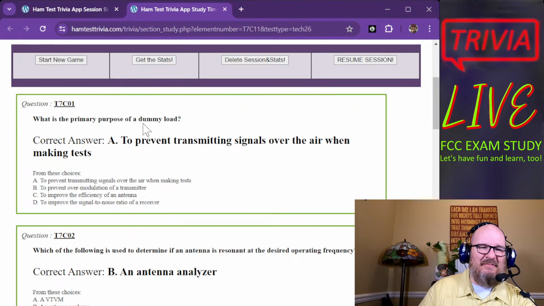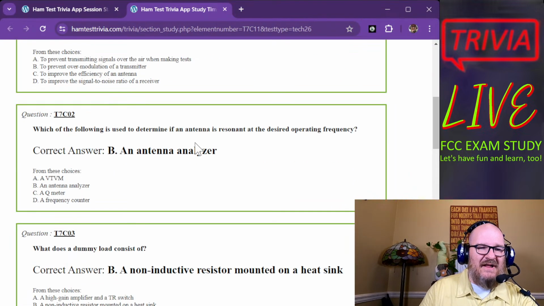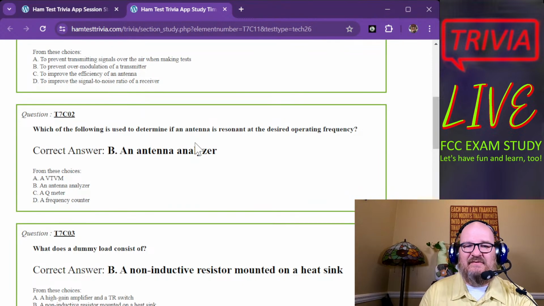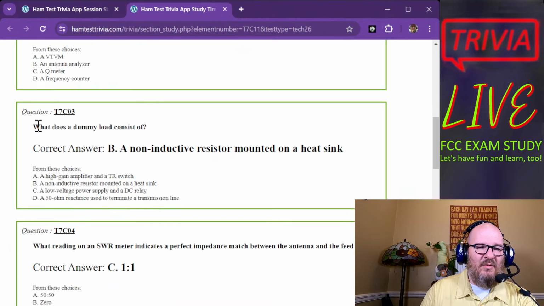What is the primary purpose of a dummy load? That's to soak up all the power, right? Prevent transmitting signals over the air. Which of the following is used to determine if an antenna is resonant at a desired operating frequency? We use an antenna analyzer. What does a dummy load consist of? Well, tonight I'm the dummy load, but this one is a non-inductive resistor mounted on a heat sink.